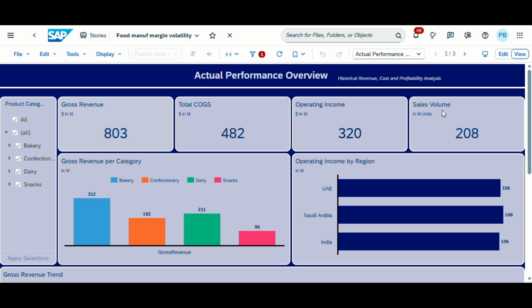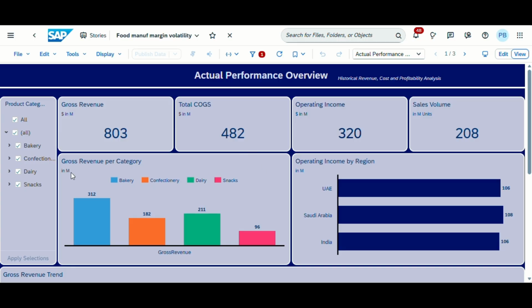Coming to sales volume. The sales volume KPI represents the overall quantity of products sold. The organization has sold 208 million units, reflecting strong customer demand and helping production teams align manufacturing capacity with market requirements. Together, these KPIs provide management with a comprehensive snapshot of financial performance. Now, let's explore the visualizations that explain these results in greater detail.